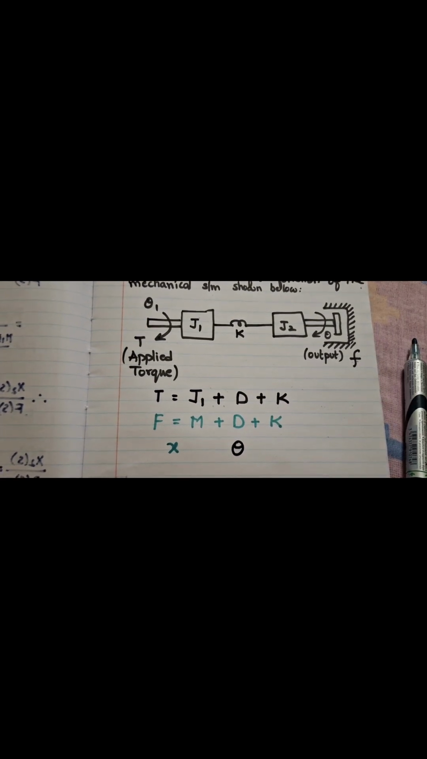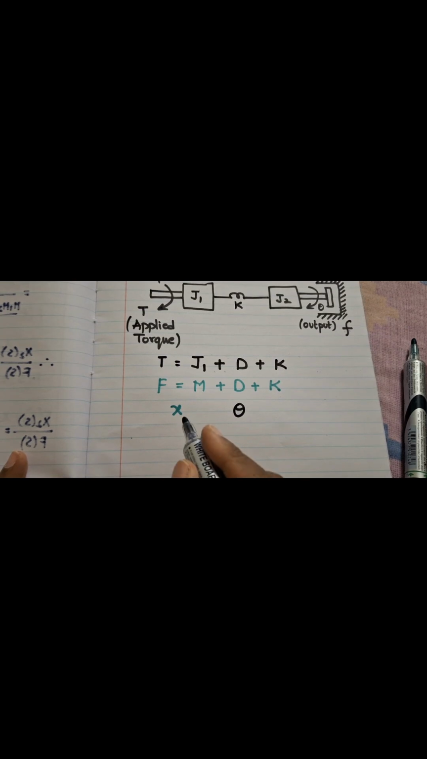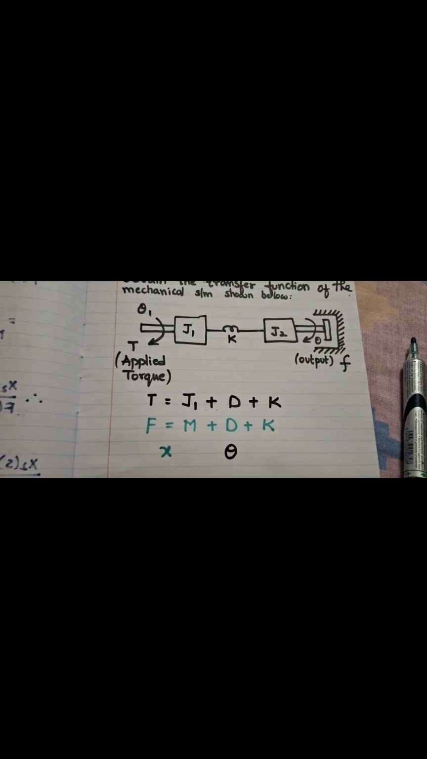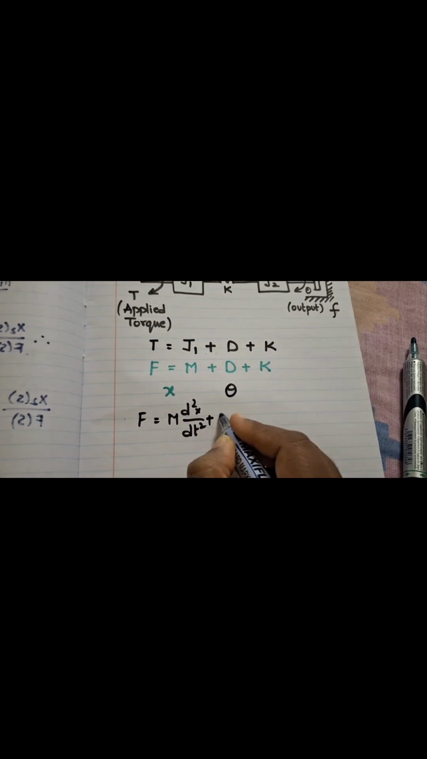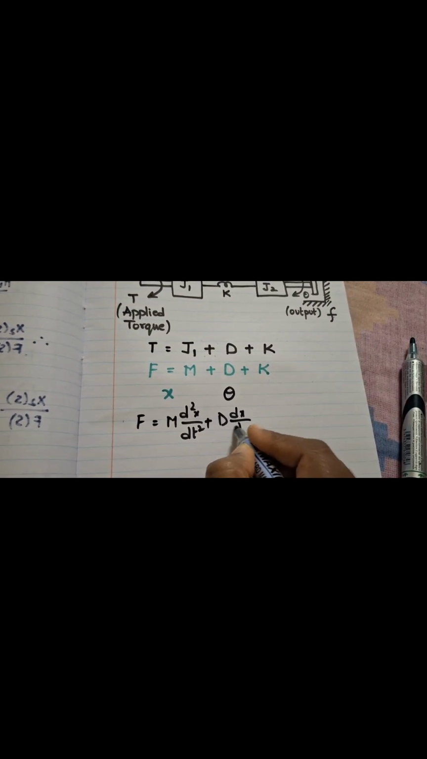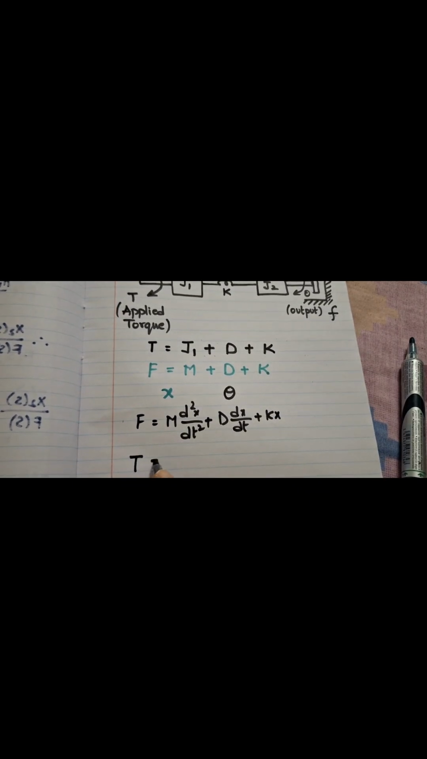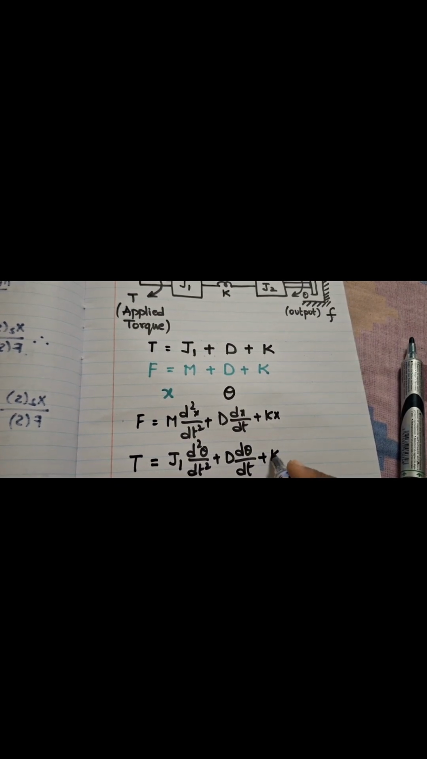So then what happens? Now the equation is, we should consider our picture. According to our picture, usually we are writing the equation as F is equal to m d square x by dt square plus d dx by dt plus kx. But now what you will write? Instead of F you will write T, instead of m you will write J1, instead of x you will write theta. That's it. The other terminology is the same.